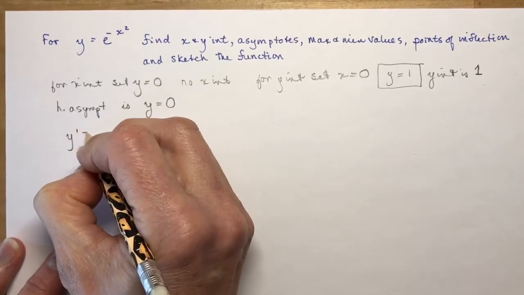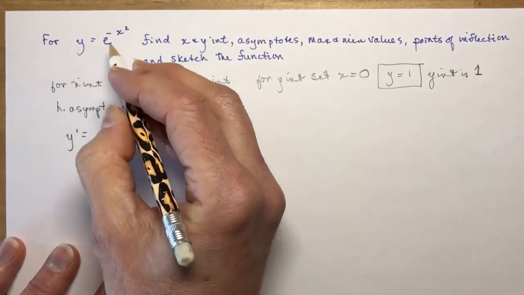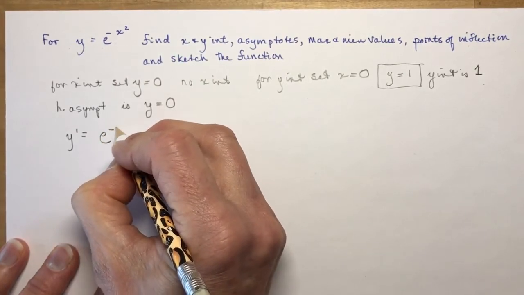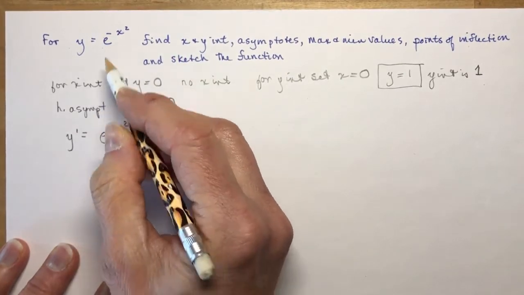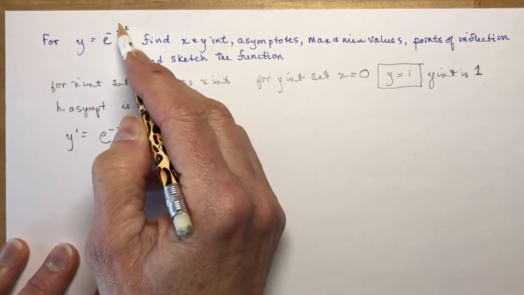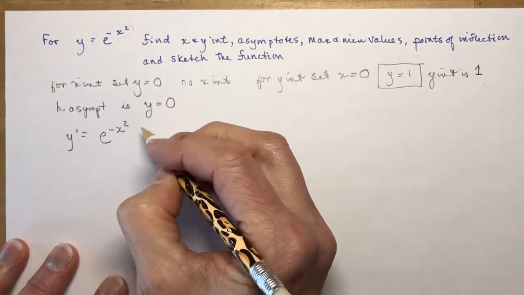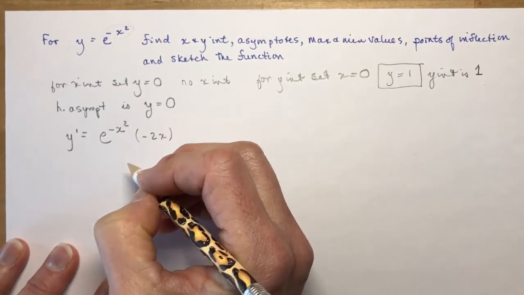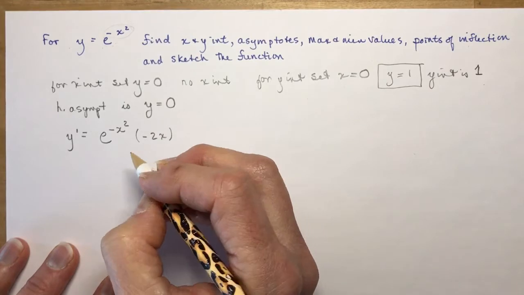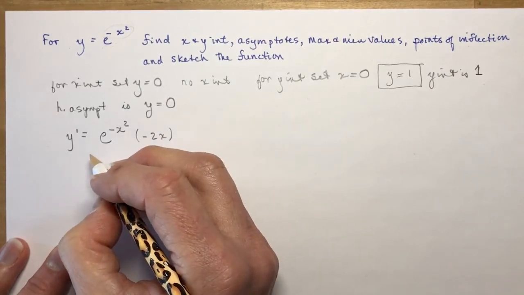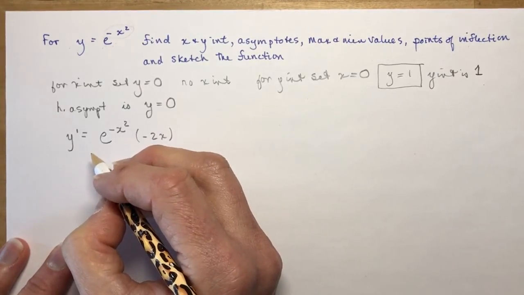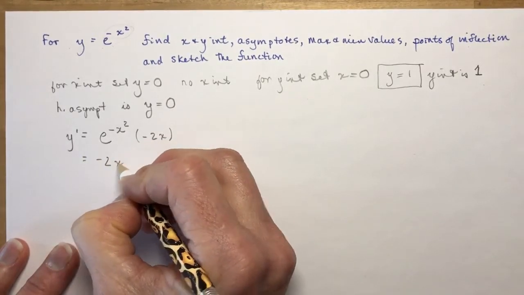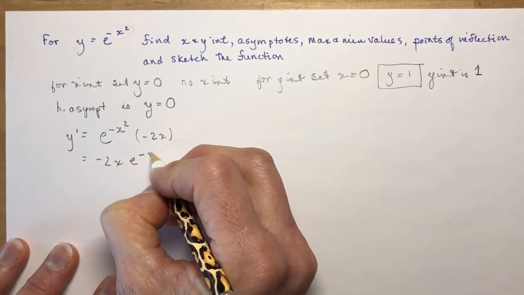So let's take the first derivative, y prime, the derivative of e to the negative x squared. So remember, you just rewrite this one and then do the f prime x. So this is going to be minus 2x. So there's my first derivative, minus 2x, e to the minus x squared.